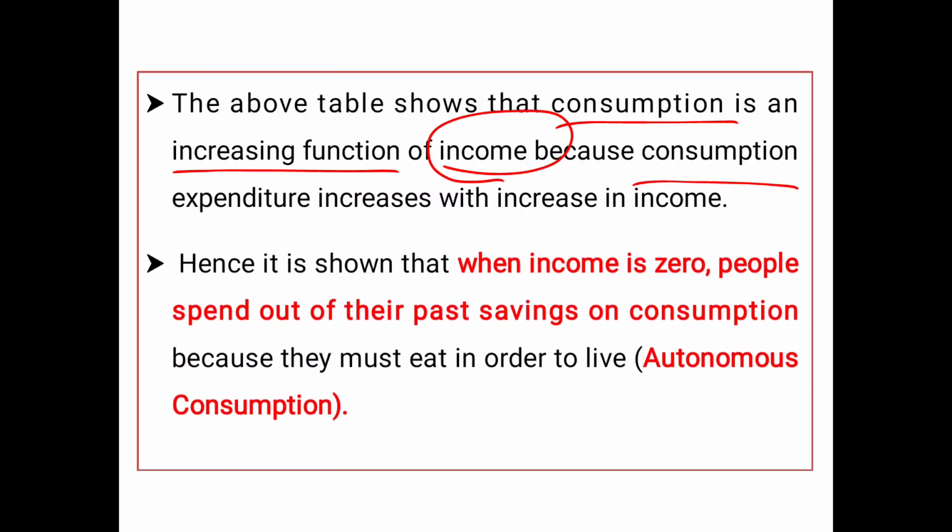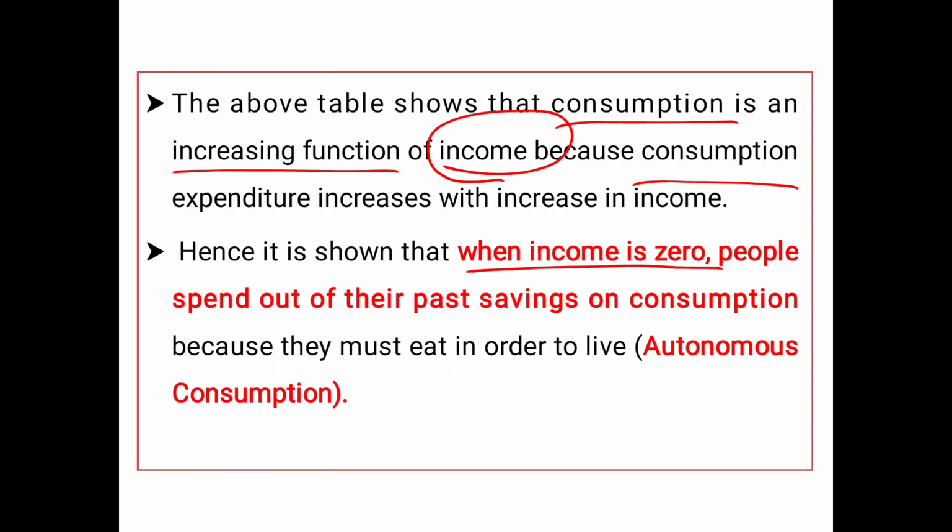So hence it shows when the income is 0, people spend out of their past savings. Okay, you don't have an income for this month. What do we do? We would have saved, or we have some assets which we have to sell, and we have to run our living. So you consume because of that. So this we call autonomous consumption. So what is autonomous consumption? People spending out of their past saving is called autonomous consumption.